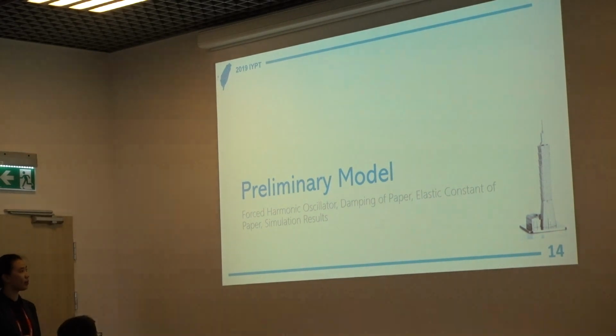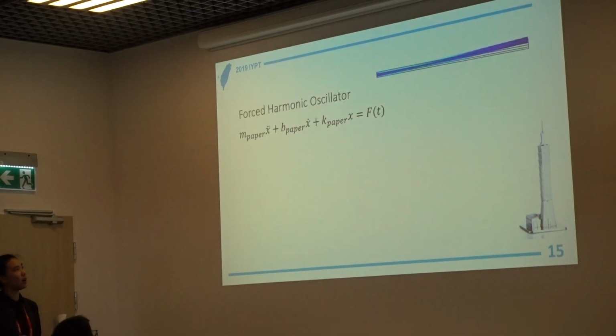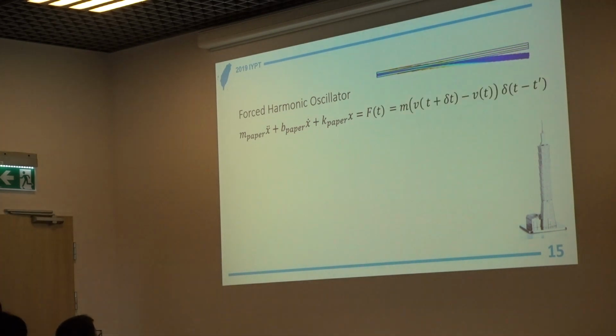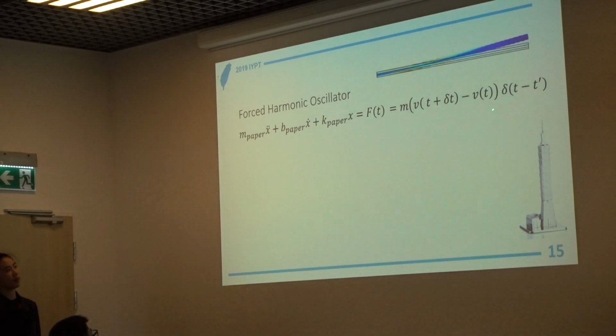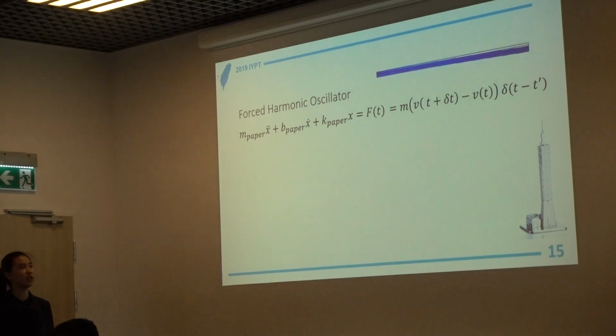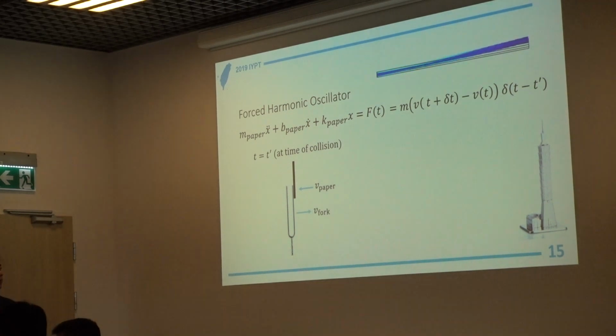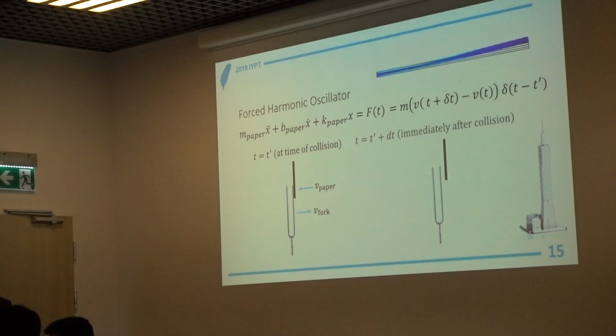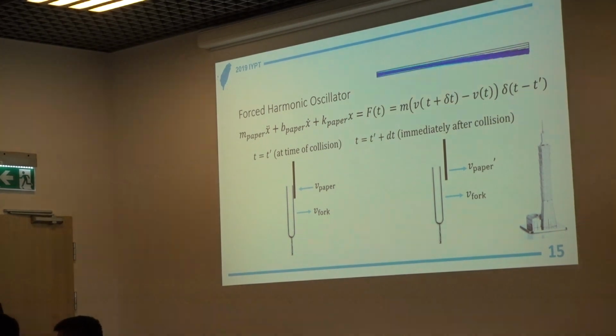So, starting with our preliminary model, we modeled our paper as a cantilever beam in mode 1. We can write the equation of a forced harmonic oscillator, with B as the damping coefficient of the paper and K as the elastic constant of the paper. This is the momentum of the paper, which we turn on with a Dirac delta function at the time of collision, T prime. At T prime, the velocity of the paper is in the opposite direction of the velocity of the fork, and immediately after the collision, the paper will move in the same direction as the fork.